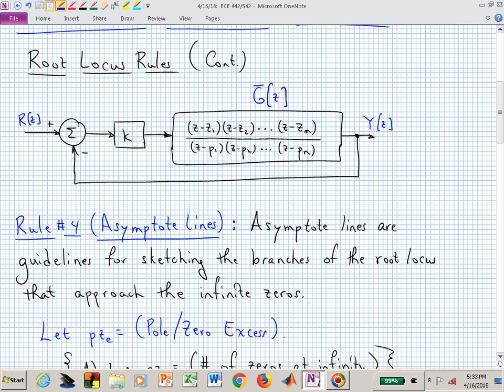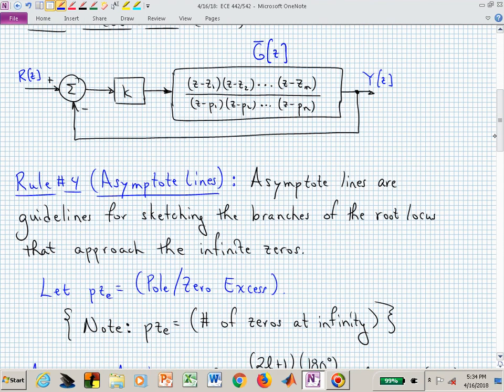Rule number 4 concerns asymptote lines. It's not the actual branches. In some cases it is, but in general, these are guidelines. That's why they are called asymptotes, meaning our branches approach those lines asymptotically. Rule number 4 says that the asymptote lines are guidelines for sketching the branches of the root locus that approach the infinite zeros. And we know how many infinite zeros we have given the number of finite zeros and the number of finite poles in our system.